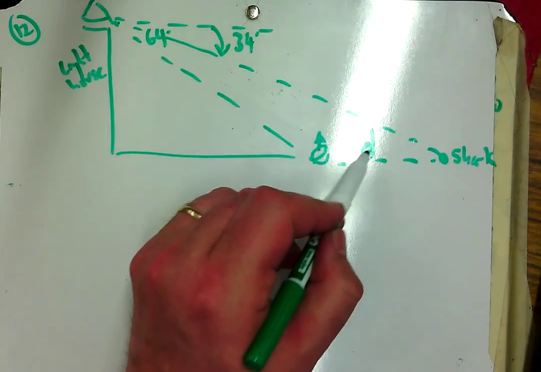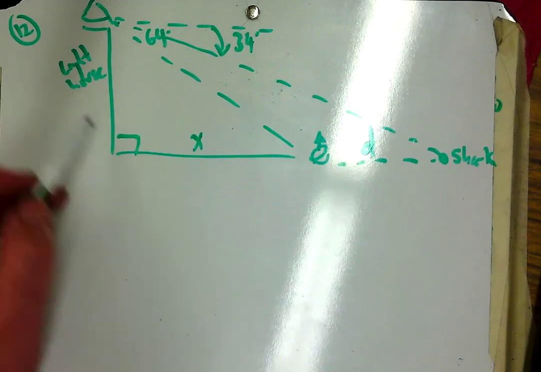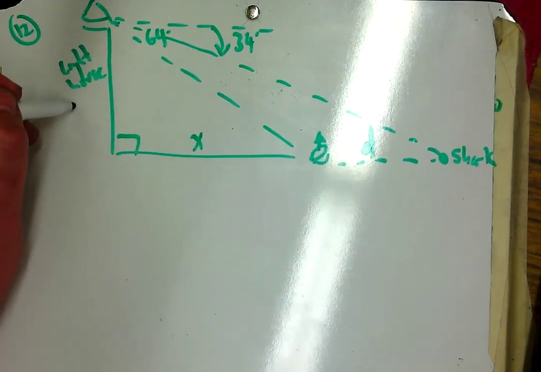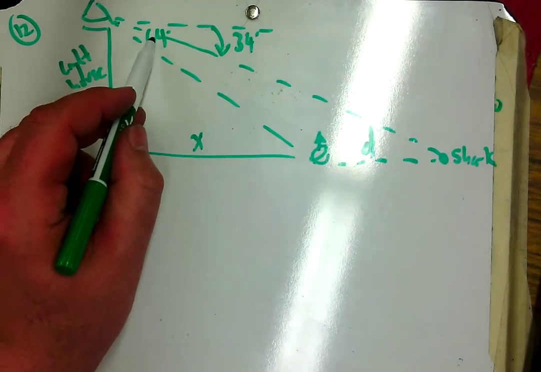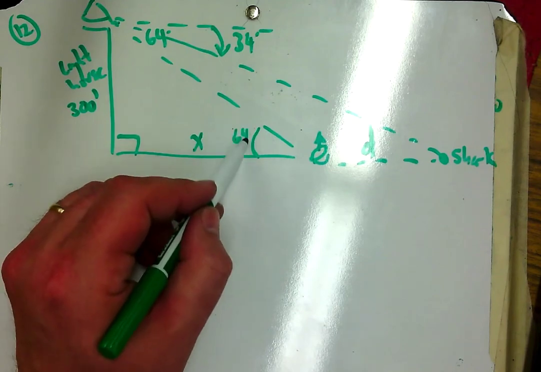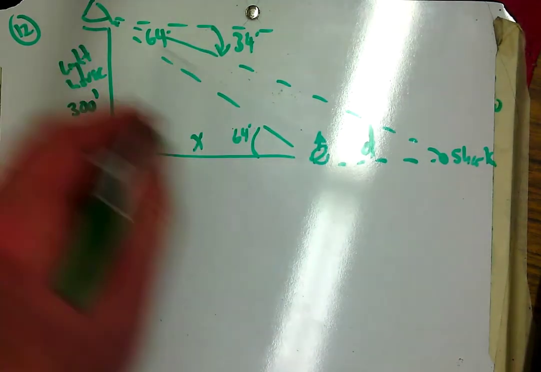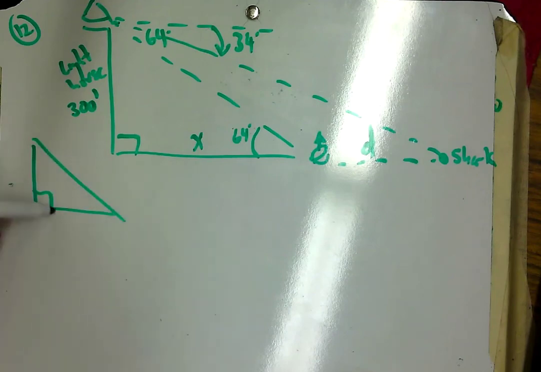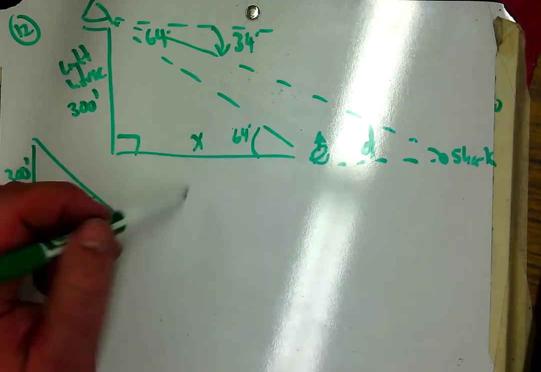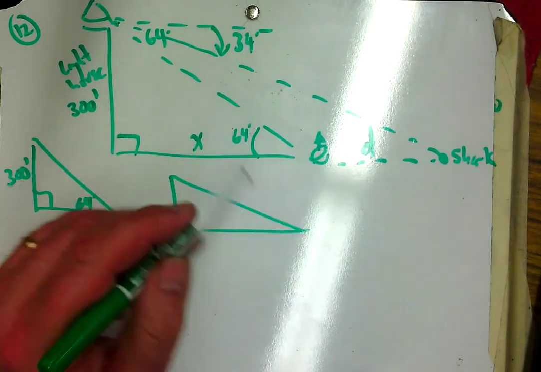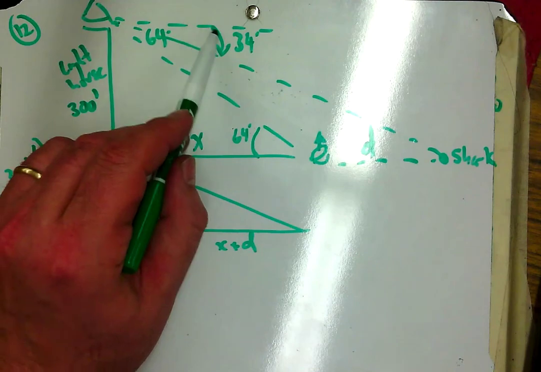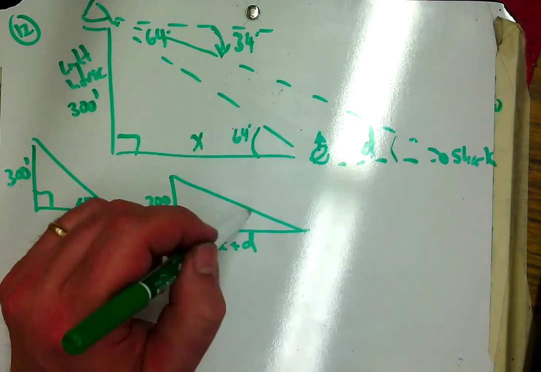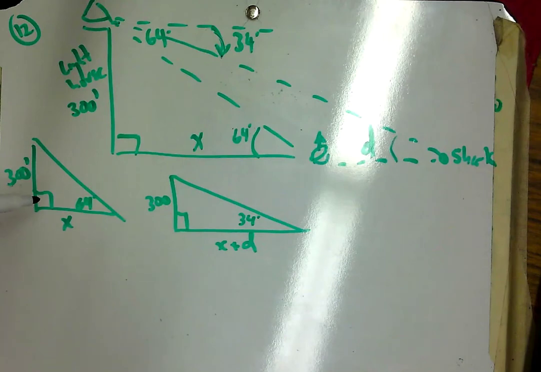So I want to find this distance. I don't know this. I do know that the lighthouse is 300 feet tall. So remember that angle of depression is the same as the angle of elevation. And so I have this right triangle, x, 64, 300. And I've also got this big right triangle, x plus d, 300. And remember, the angle of depression and the angle of elevation are the same. So this is 34 degrees here.